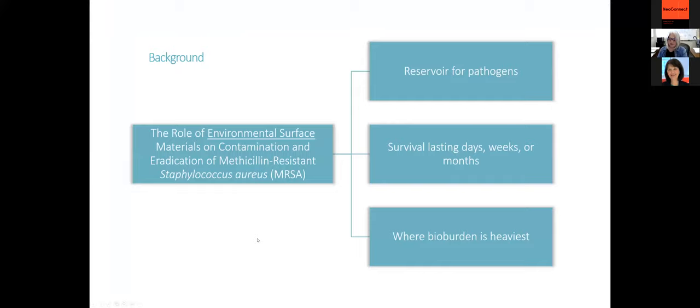So I'm going to go through some background. Some of this might be very basic for some of you, and maybe for others not so much. The study we conducted was the role of environmental surface materials on contamination and eradication of MRSA. And just some background on that. Some materials can be a reservoir for pathogens. We know that some materials act as a sink. When you think about the continuity of the surface, there may be inconsistencies that allow biofilms to attach, that sort of thing.